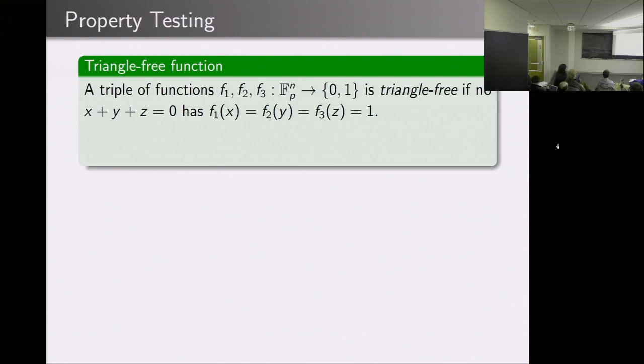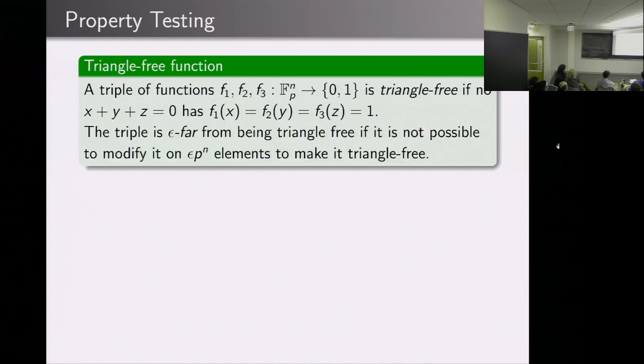Let me briefly discuss another way of thinking about removal lemmas in general. Again, I'm going to concentrate on the triangle case, but this works for k-cycle removal, and this works for graph removal, and it's really almost a rephrasing of the problem. So here, let's say that a triple of functions, and we're thinking of these as the characteristic functions of our sets, is triangle free if you don't have a triangle with the property that x is in the first set, y is in the second set, and z is in the third set.